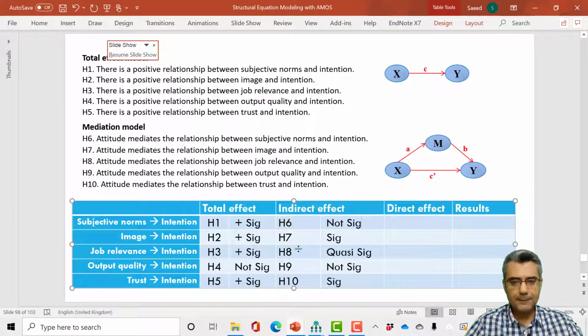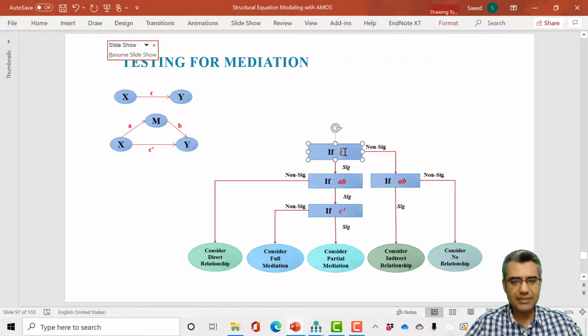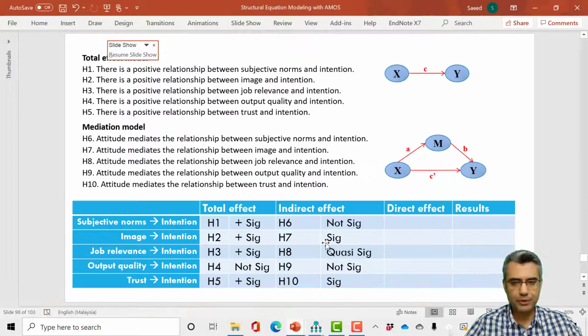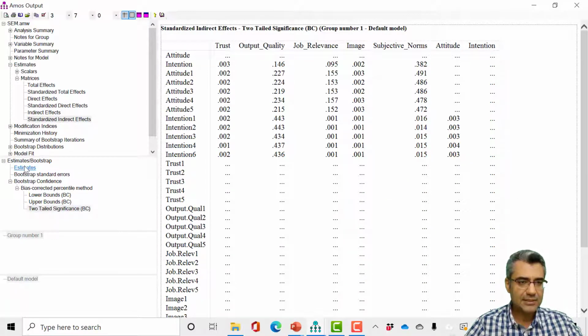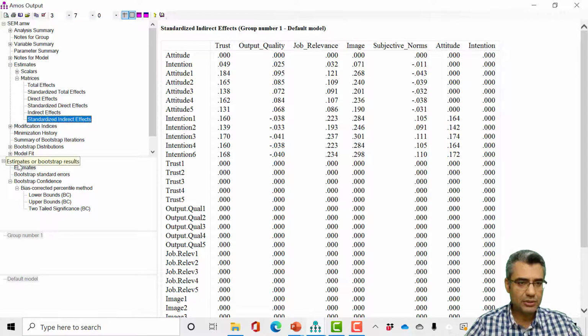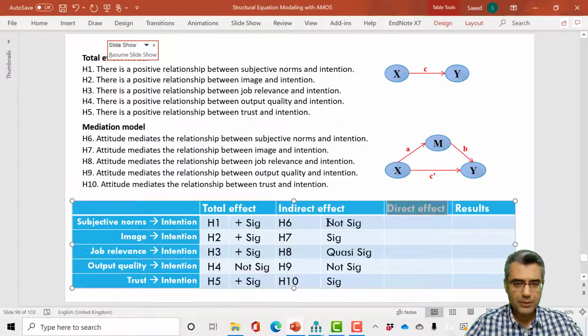So, done. You remember from this, if C is significant and AB is significant, then we get mediation. But now, is it full or partial? So we need to report the direct effects. Oh, here I forgot to write the sign. Okay, that's fine. So maybe I can check it here, estimates again. It's the indirect estimates. So all are positive except subjective norms, and subjective norms is not significant, so all are positive.